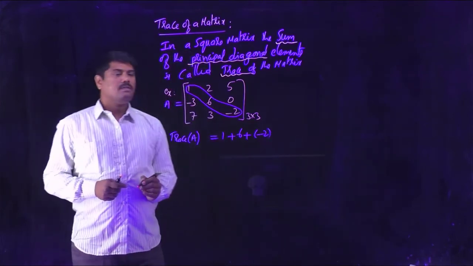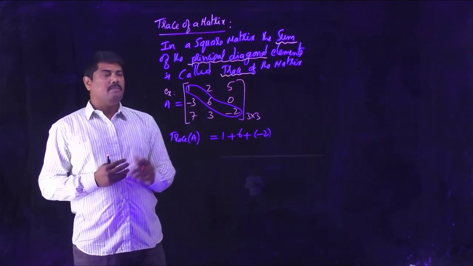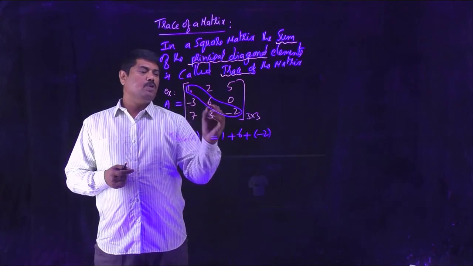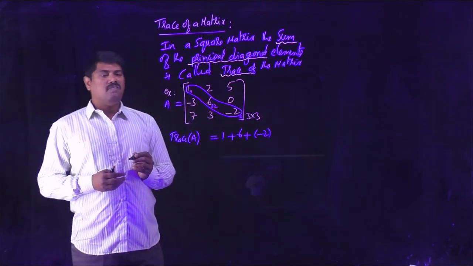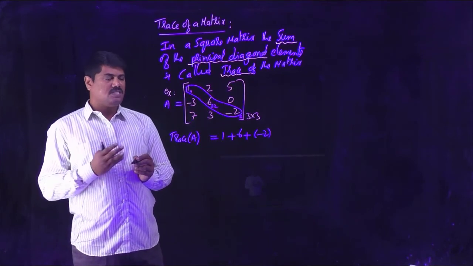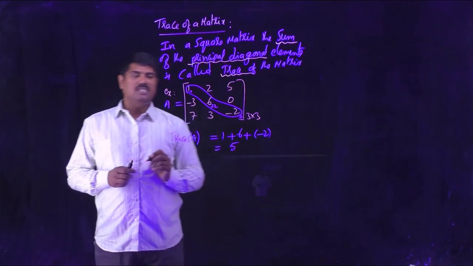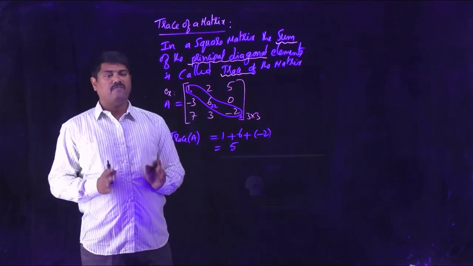In the example we observed, the principal diagonal elements are at position 1 1, position 2 2, and position 3 3. The sum of the principal diagonal elements is said to be the trace. So what is its value? 7 minus 2, that is 5. So the trace of the matrix in our example is 5.